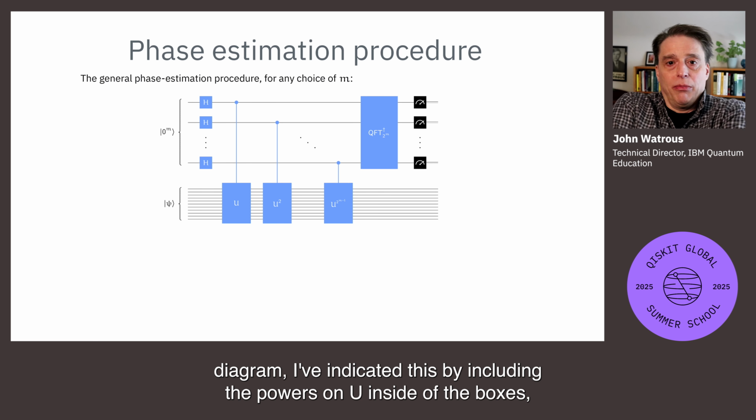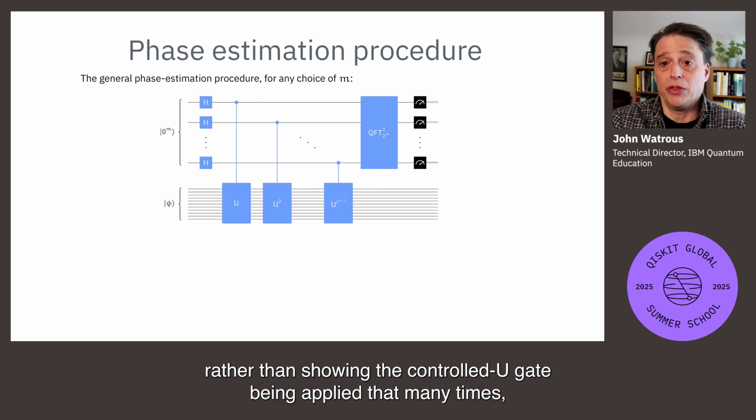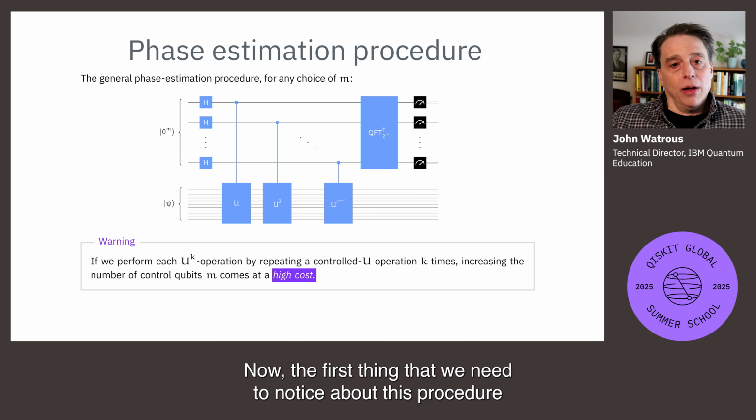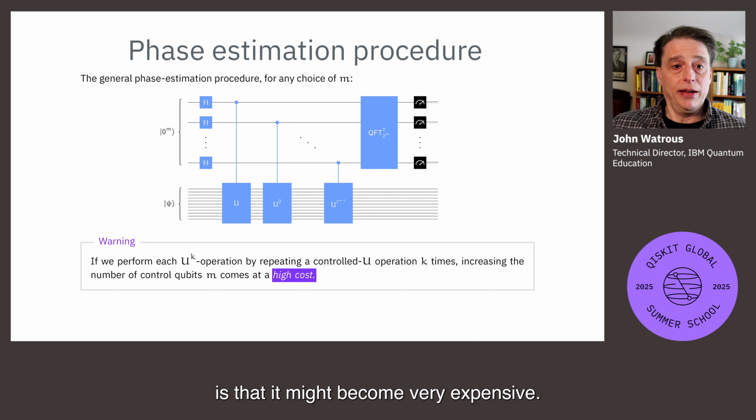Here in this diagram, I've indicated this by including the powers on U inside of the boxes rather than showing the controlled U gate being applied that many times, just as a way of making the diagram more clear and also saving space.